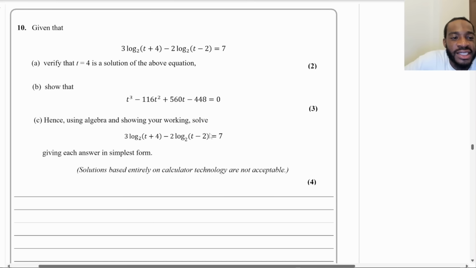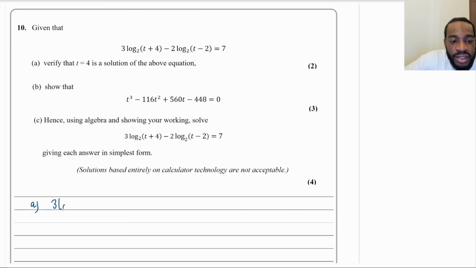All right, so question 10 says, given that 3 log base 2 of t plus 4 minus 2 log base 2 of t minus 2 is equal to 7, part A says verify that t equals 4 is a solution of the above equation for 2 marks. So verify, that just simply means substitute, okay? So all you're going to do is plug in t equals 4 into your equation and see if you get 7. So let's do that.